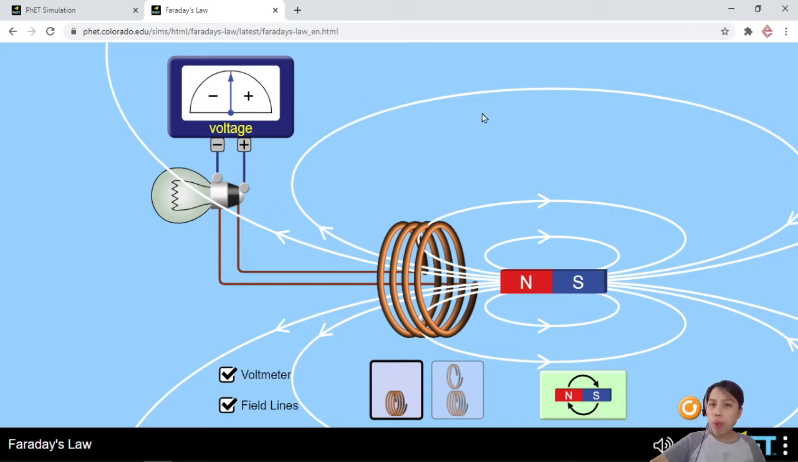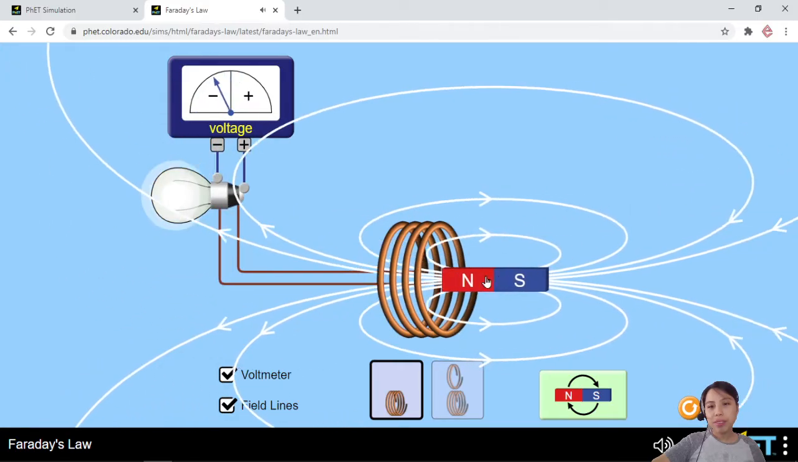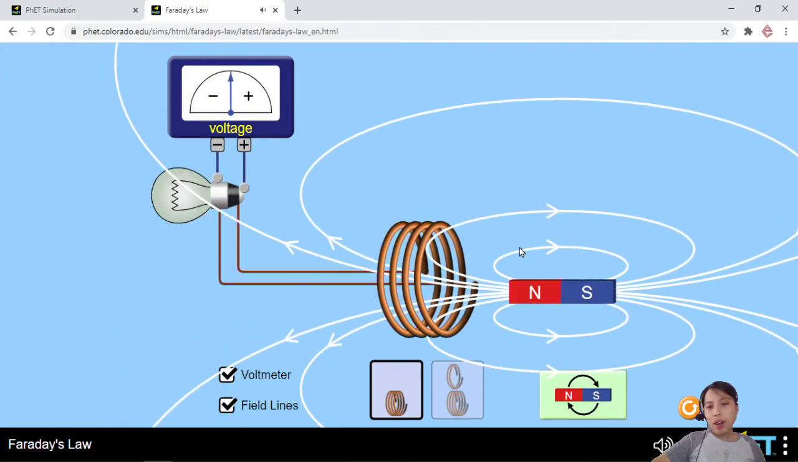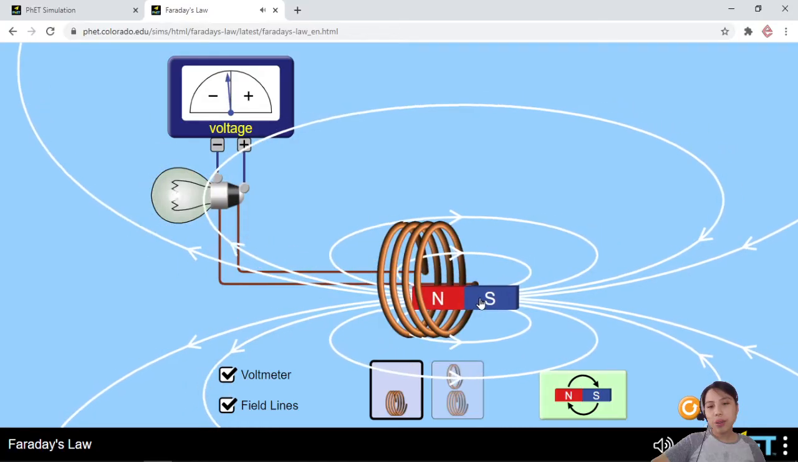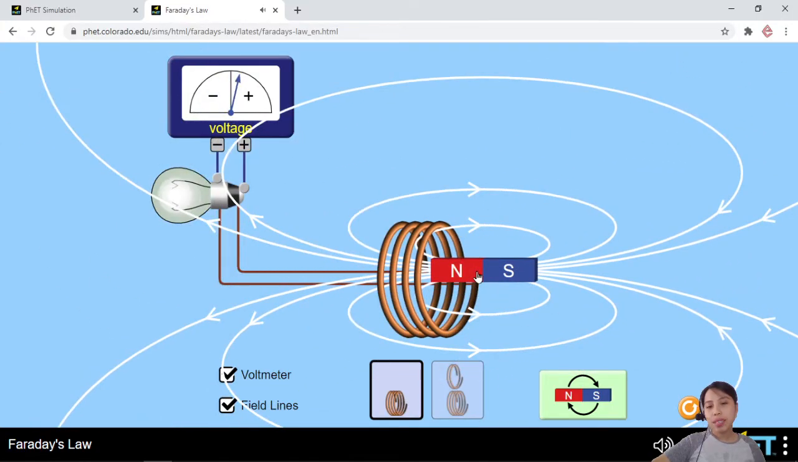And we're going to learn more about what flux and flux linkage means. But if you observe this coil here, when I grab the magnet and I start to move it, these flux lines are getting cut by these coils. See how the white lines cross over the copper coils? That's what we call a change in magnetic flux linkage.